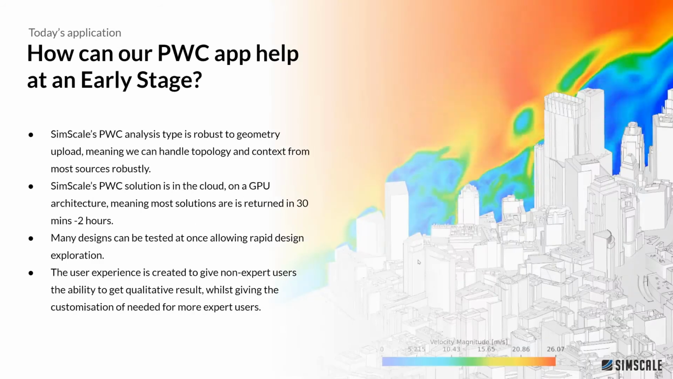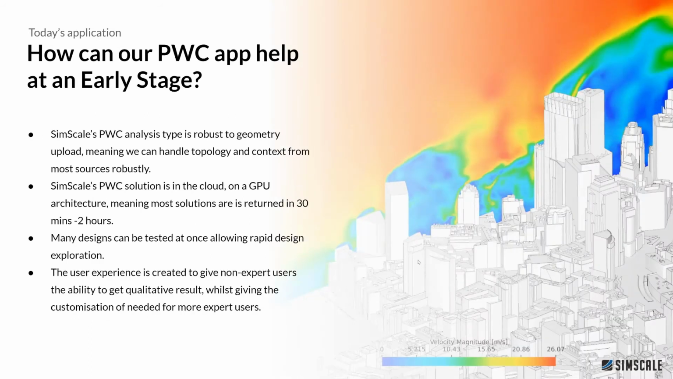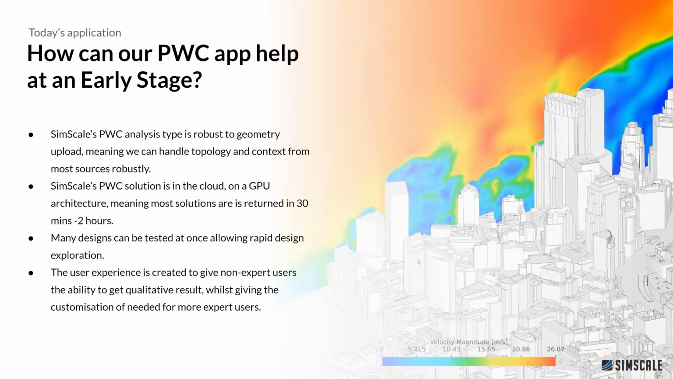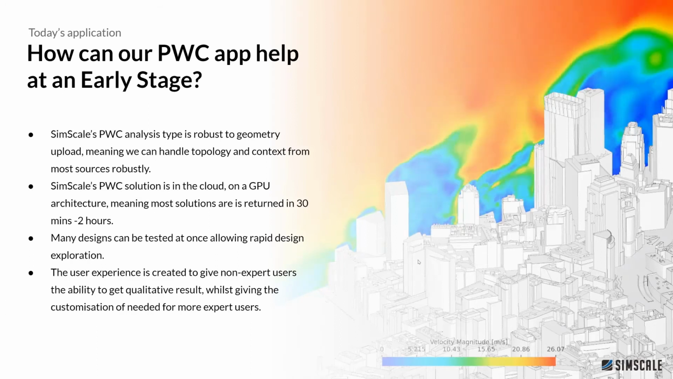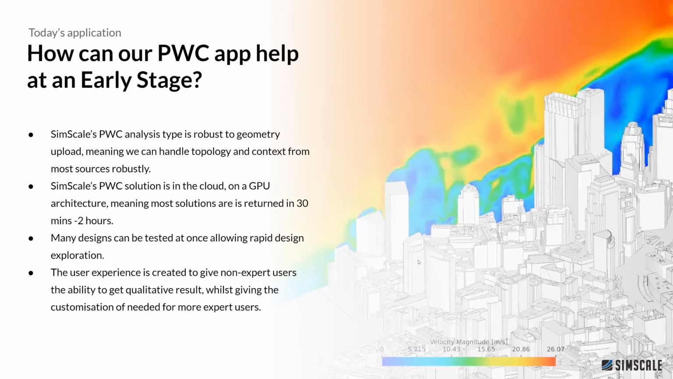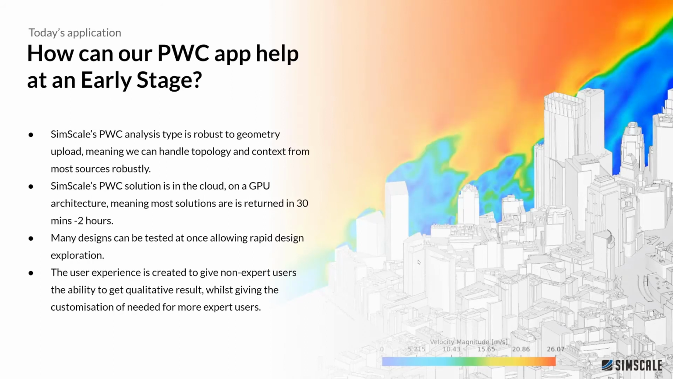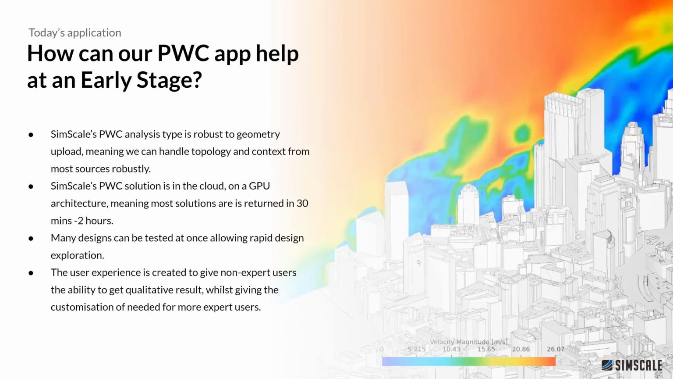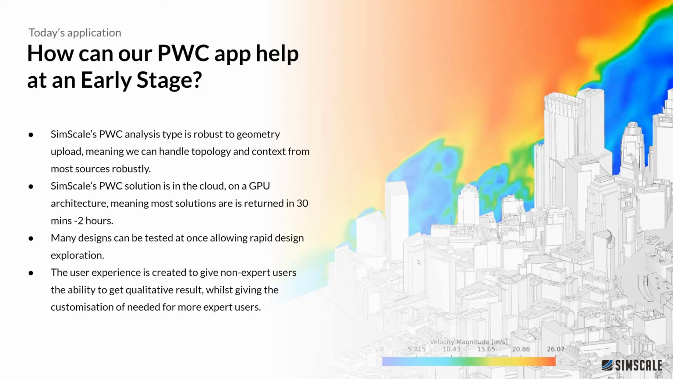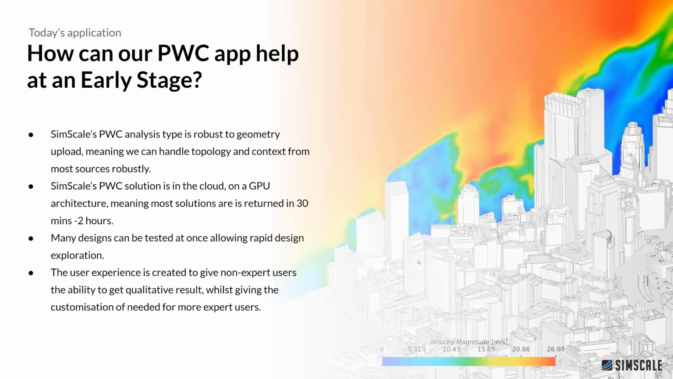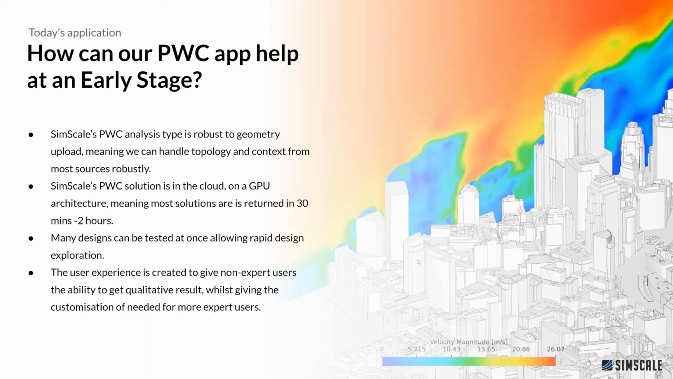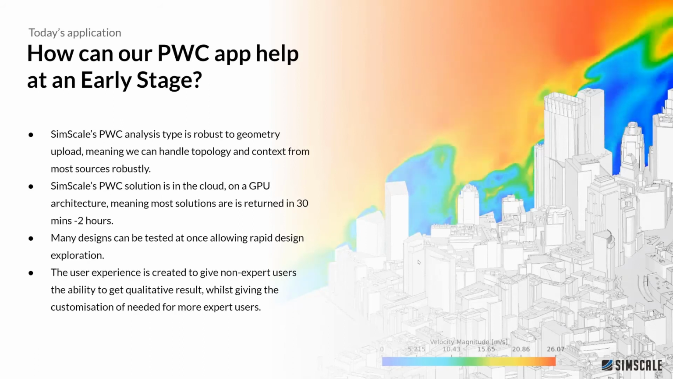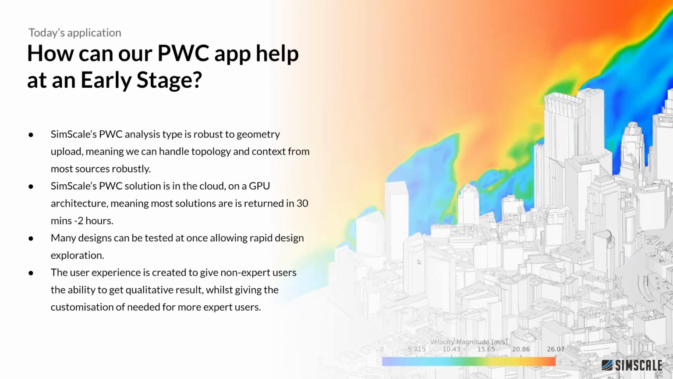So with these requirements from our customers for a PWC or pedestrian comfort solution at an early stage, how do we fit the bill? How do we fit that typical requirement from our customers? So we actually fit it in quite a few different ways. SimScale's pedestrian comfort analysis type is robust to geometry, which means that regardless of the complexity of the topology or the context, you can upload it to SimScale as an STL file format and we will handle that robustly.